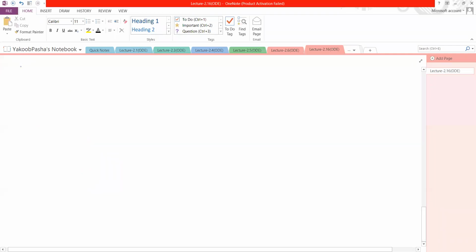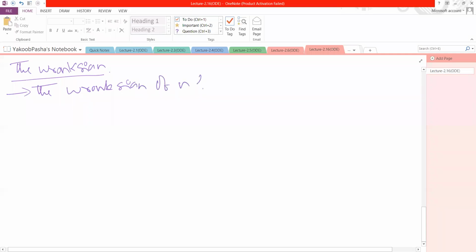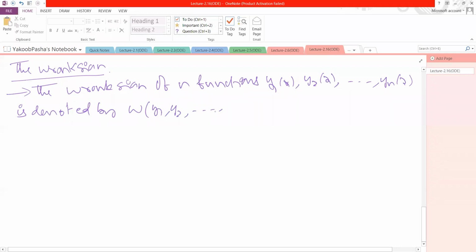Now I am going to our topic, that is the Wronskian. It is a very important topic. The Wronskian of n functions y1 of x, y2 of x, up to and so on yn of x is denoted simply by W of y1, y2, and so on yn of x, or sometimes it is denoted as W of x.